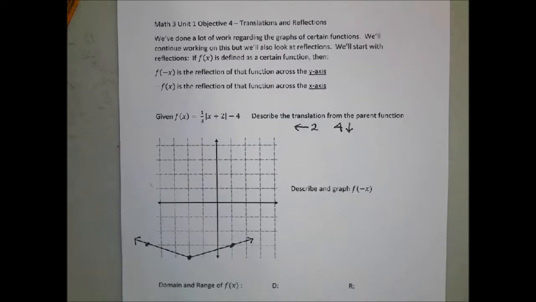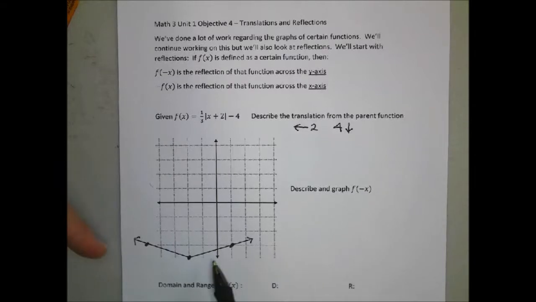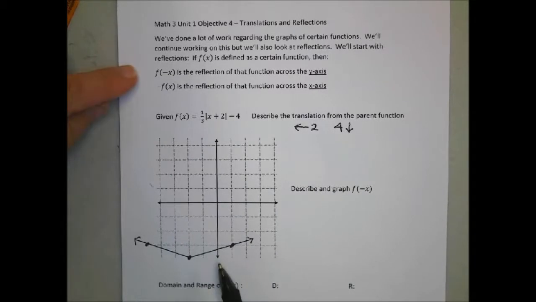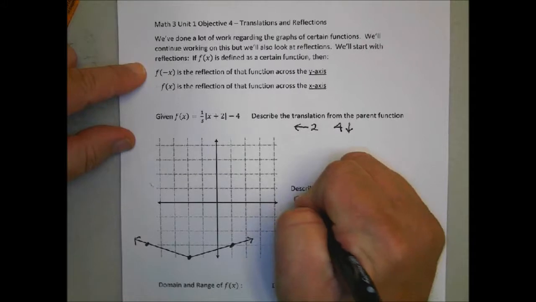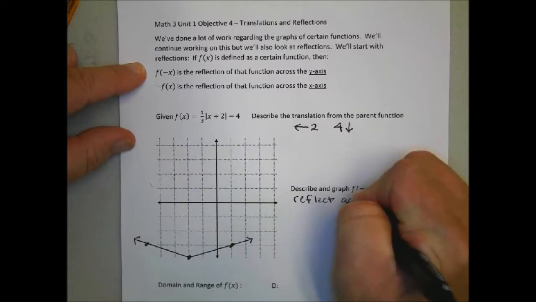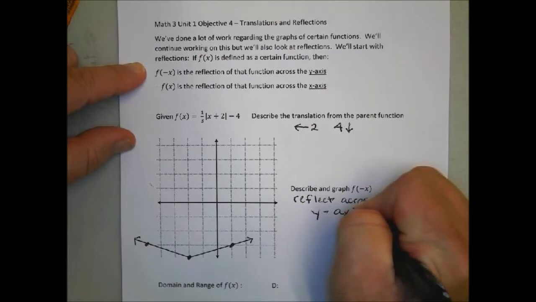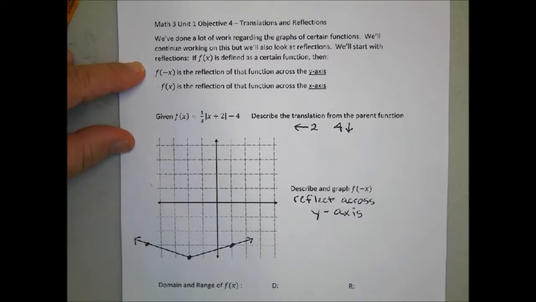Now the next thing is describe and graph f of negative x. Well, let's describe it first. What is happening to this function? It's going to be reflected across the y-axis. Now, that's the description. Now let's graph it. We've got our 3 key points. Where would those points be if they flipped across the y-axis?